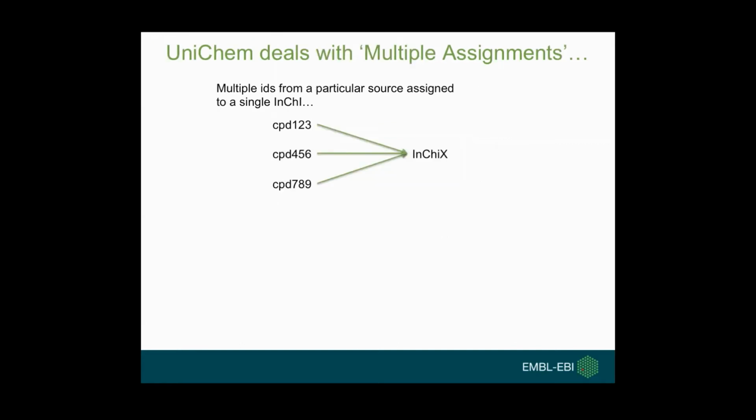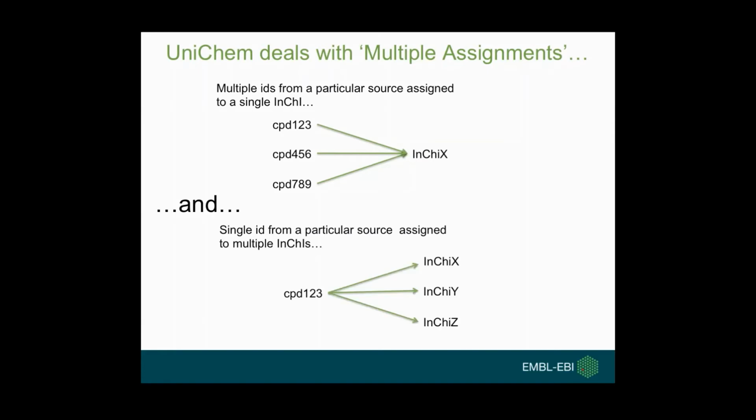Similarly, UniChem can deal with multiple assignments. So either multiple compounds all assigned to the same structure, or a single ID assigned to multiple structures. Again, these are dealt with in the same way. Each of these green lines here represents a separate record in the cross-references table.